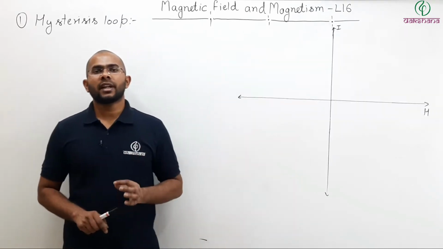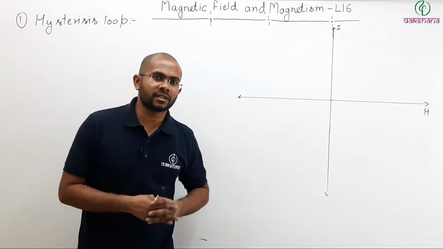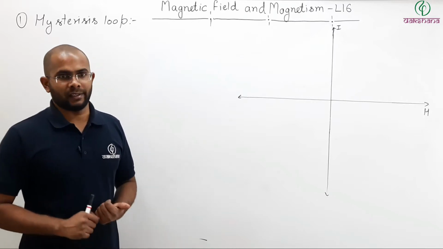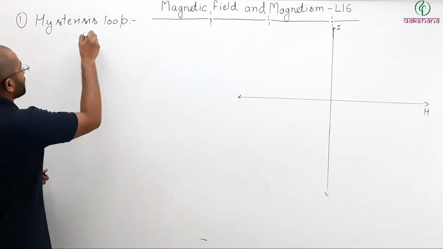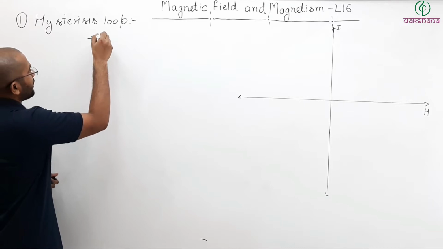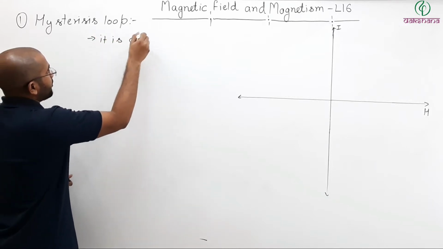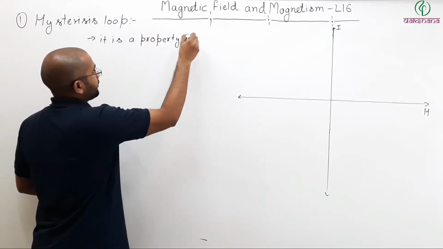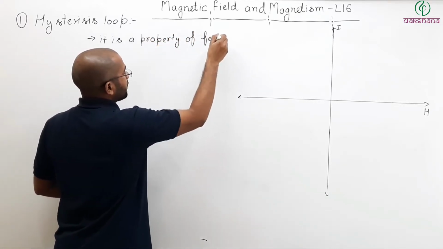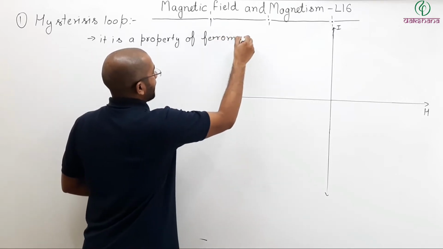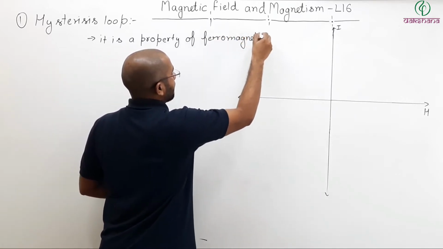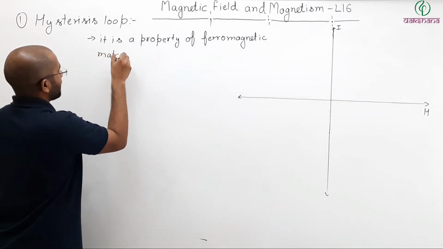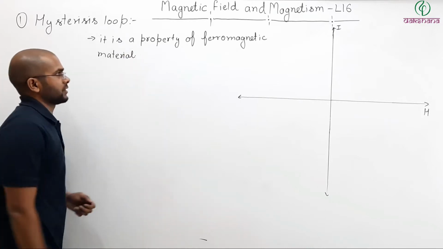Now the first thing that you need to understand about hysteresis is that it is only observed in ferromagnetic material. So the first thing you need to write down is that it is a property of ferromagnetic material. That is, paramagnetic materials do not show hysteresis.